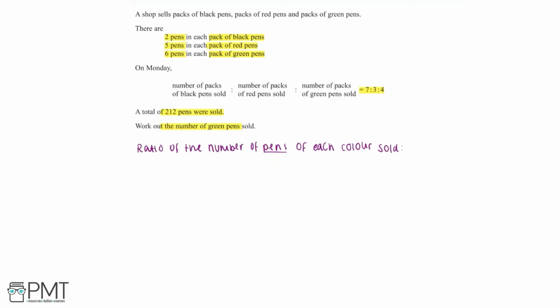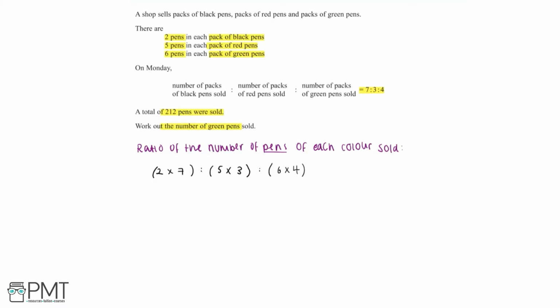In the ratio, this is equal to 7 parts. We're told that there are 2 pens in each pack of black pens, and so this can change to 2 multiplied by 7. And then we have the number of packs of red pens, which in our ratio is equal to 3 parts. We know that there are 5 pens in each pack of red pens, and so for the number of red pens sold, we'd do 5 multiplied by 3. And finally, the number of packs of green pens sold has 4 parts. There are 6 pens in each pack of green pens, and so to find the ratio for the number of green pens sold, we'd do 6 multiplied by 4.